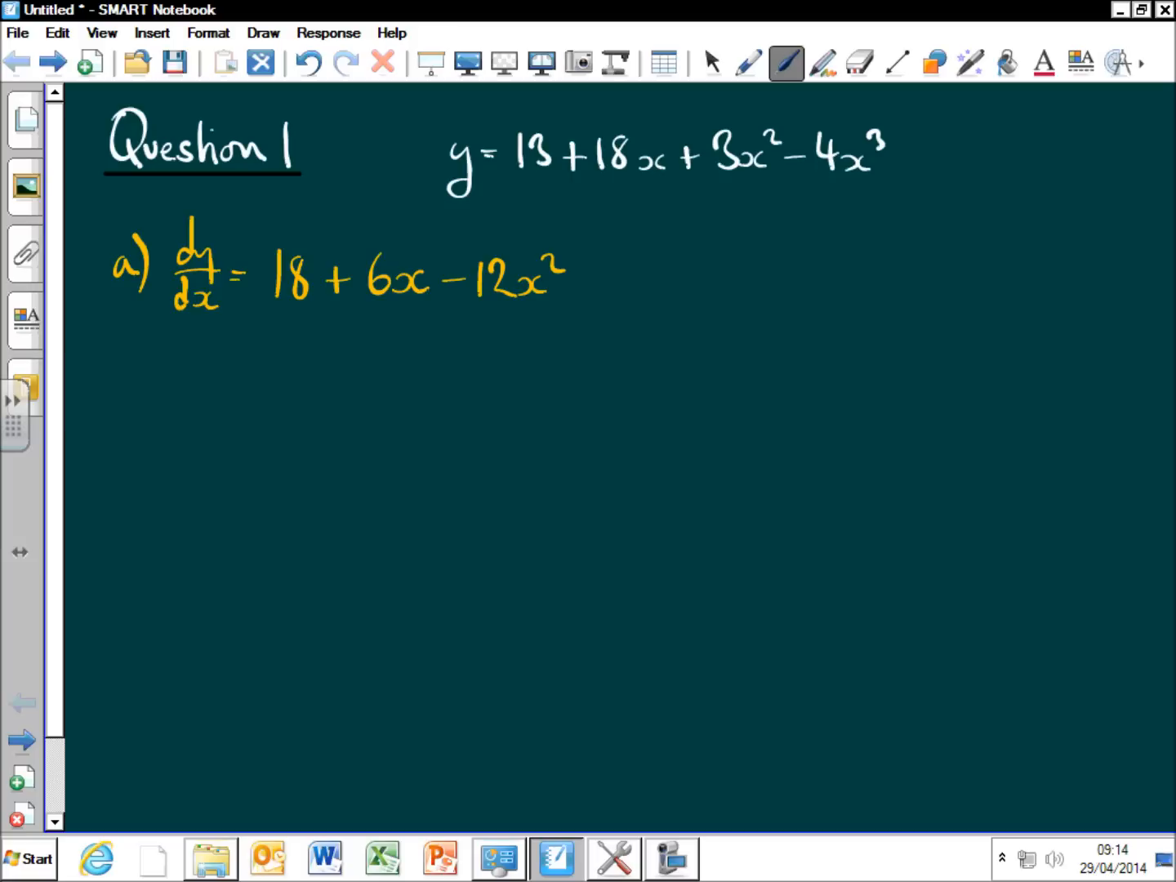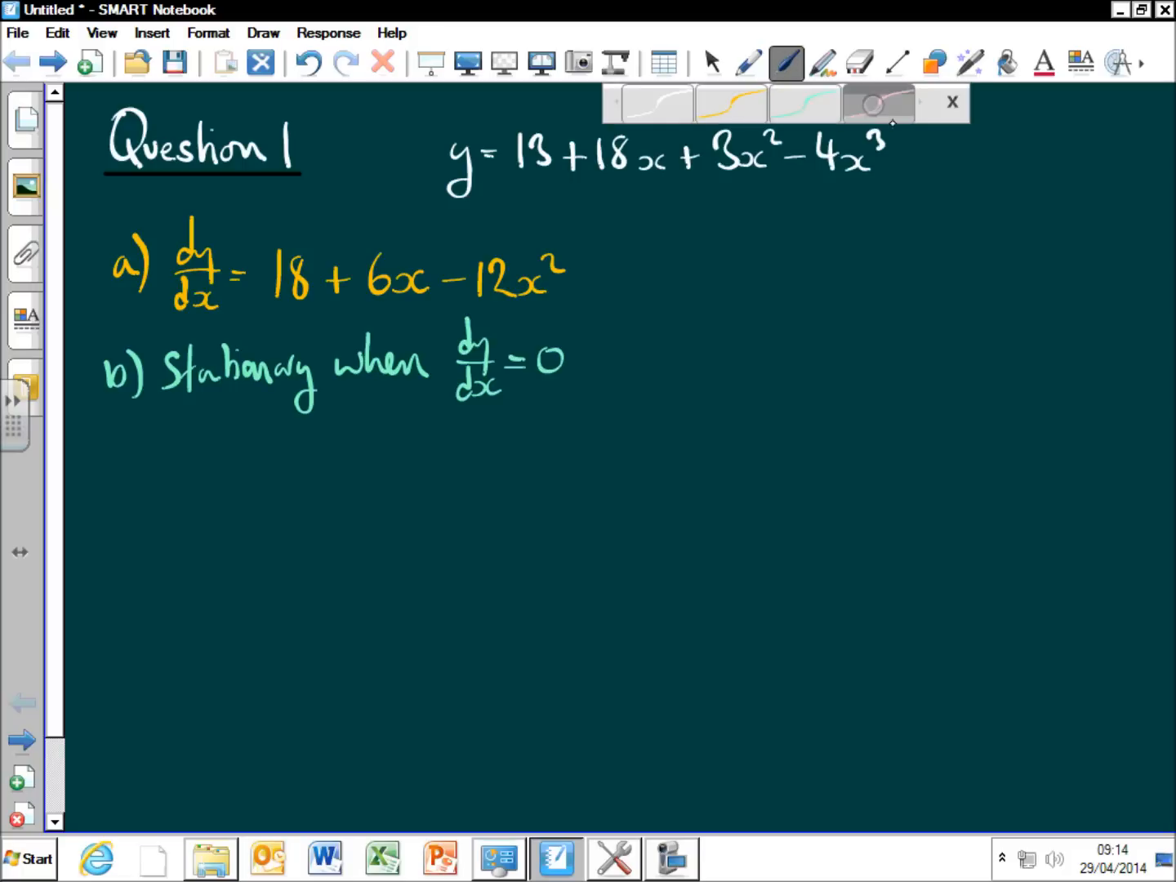Then it says show that the point P is a stationary point of the curve and find the other value of x where the curve has a stationary point. So for it to be stationary when the gradient dy/dx is equal to 0. So what we're going to do is put dy/dx equal to 0 and find the values of x that satisfy it, and hopefully one of them will be -1 because that's the point P.